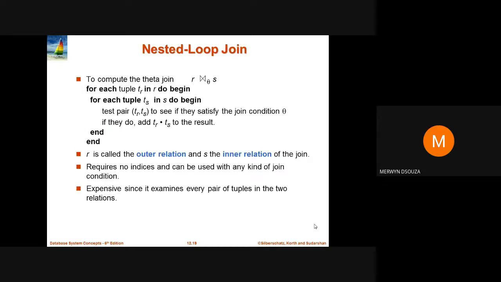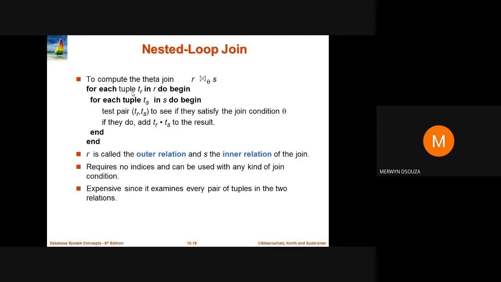So let's start with the nested loop join. Suppose we are computing a theta join of the type R theta join S. Then the algorithm for it will have a nested loop, wherein R will be the outer relation and S will be the inner relation of the join. So we are going to have a nested loop in this manner.